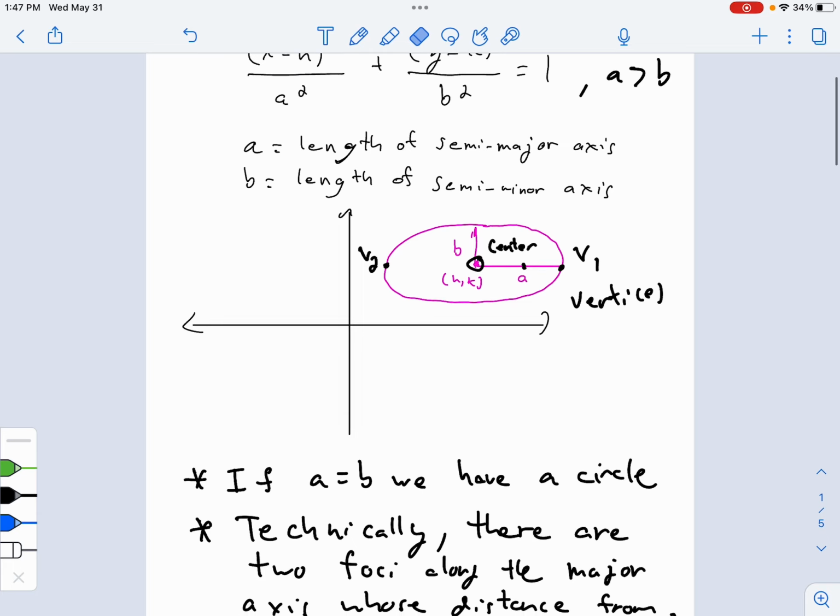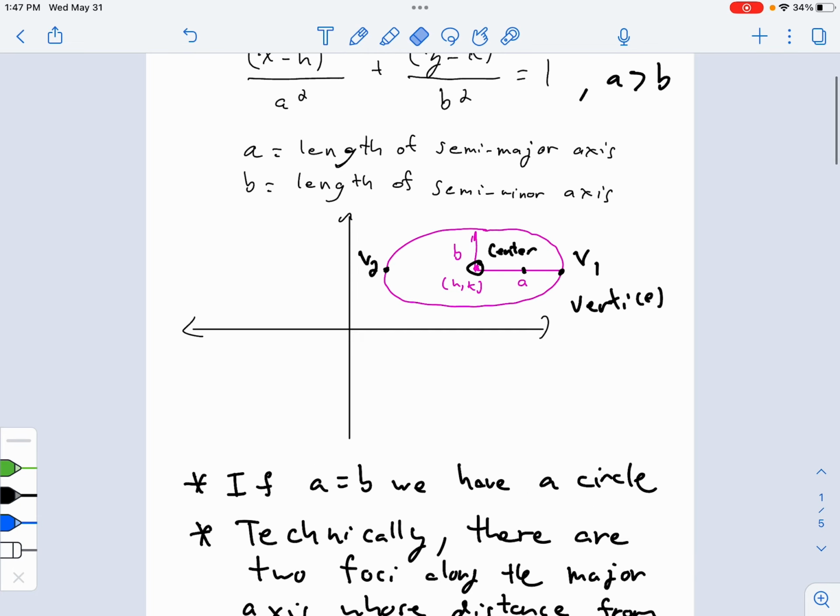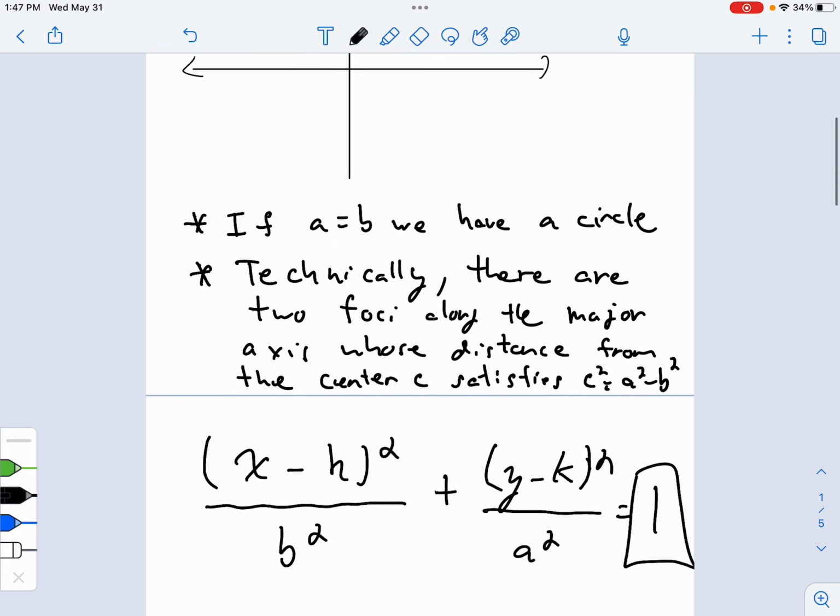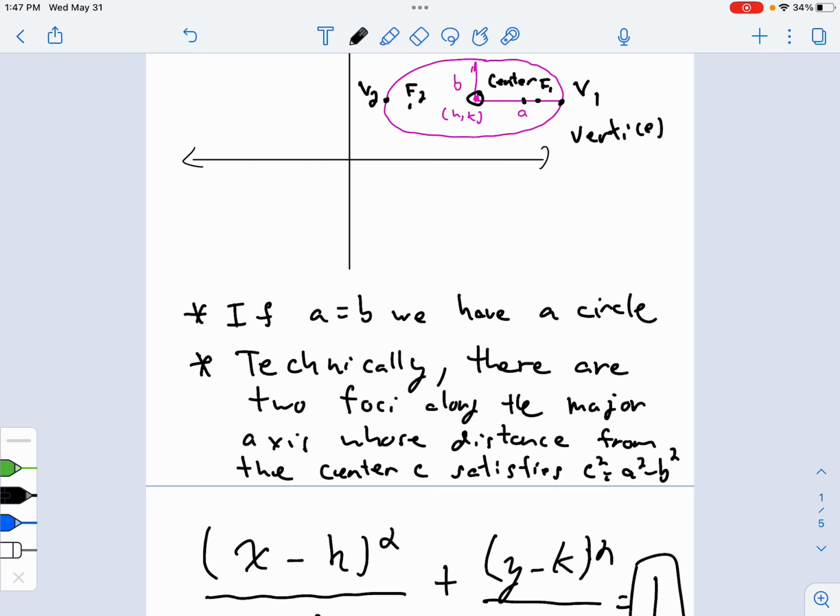Technically speaking, there are a couple other points on here. They're called the foci, and they're inside the ellipse, right here. You have these two points, two foci. I'm not really going to speak about that here, though. Just to let you know, technically they're on there. In terms of the graphing, I don't think you really need them to get a nice picture of what the graph looks like. Just another thing, there's an equation that the distance c has to satisfy: c squared equals a squared minus b squared. That always has to happen.